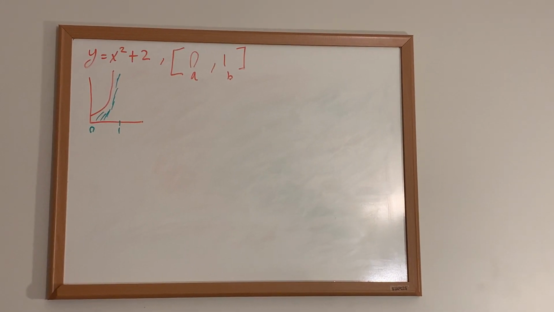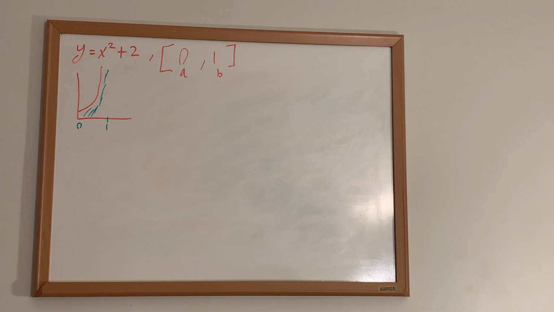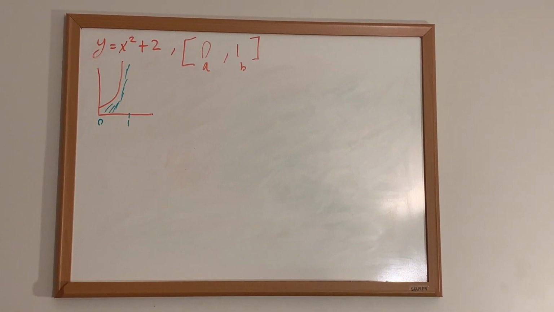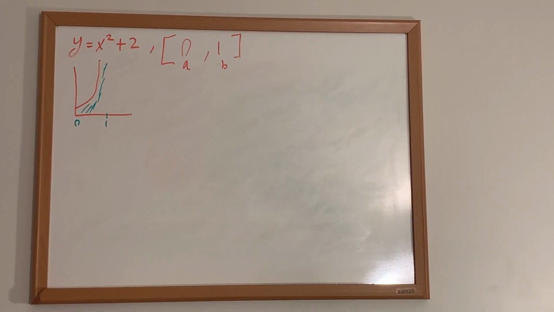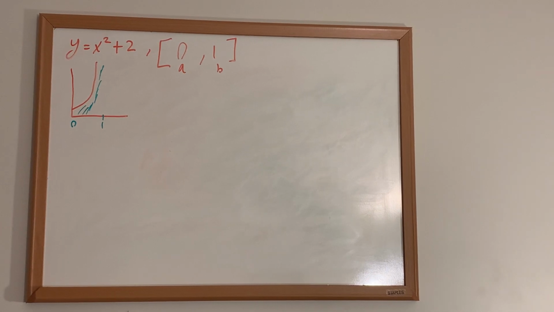I am Kian, and today I want to teach you how to find the area under the curve of a function on a specific interval. So we have this function y equals x squared plus 2, and we want to find the area under the curve and above the x-axis of this function on the interval from 0 to 1.